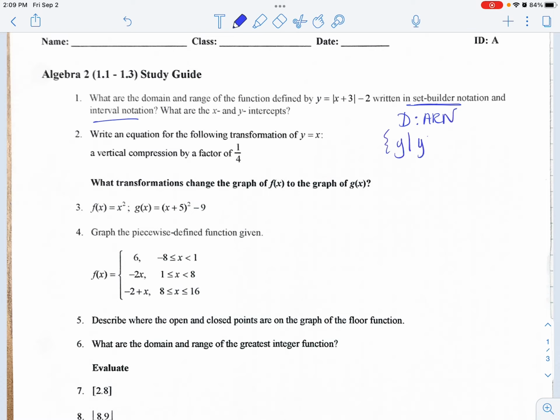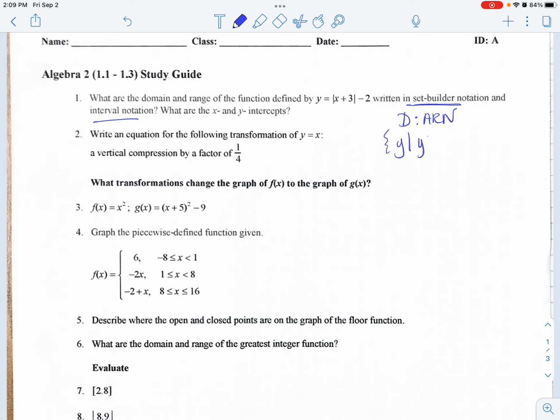In interval notation, the domain would be -infinity to +infinity. Again, that means all real numbers. Or for the range in interval notation, square bracket -2 and infinity. So again, this one is set notation, and this one is interval notation. You need to know both of them.